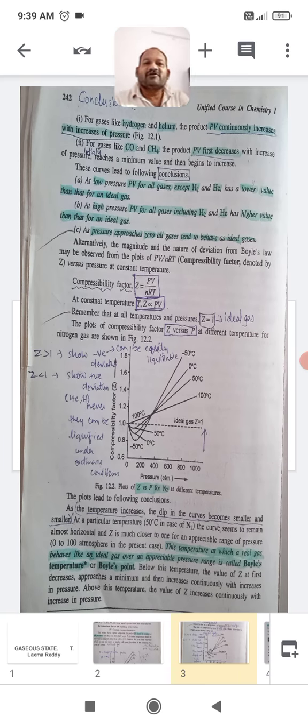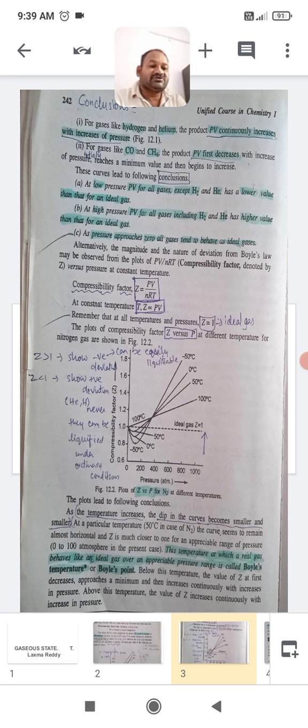For gases like hydrogen and helium, the product PV continuously increases with increase of pressure. For gases like CO and CH4, the product PV first decreases with increase of pressure, reaches a minimum value and then begins to increase. These curves lead to the following conclusions.